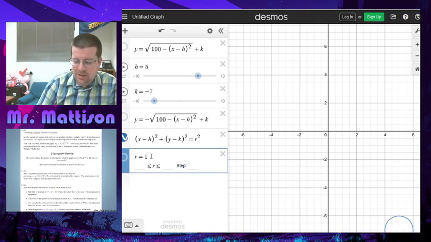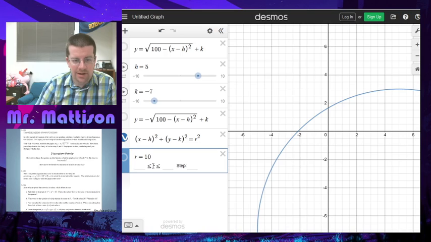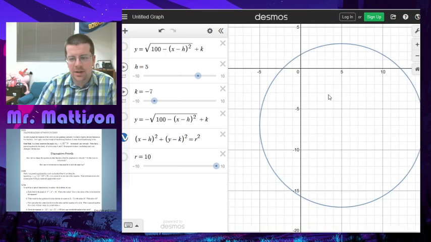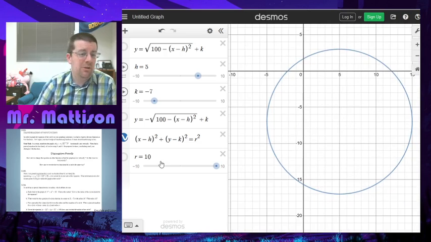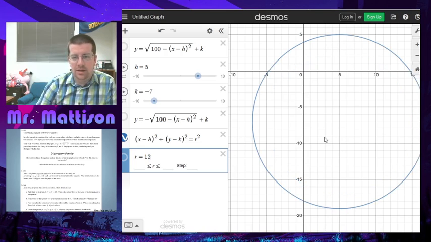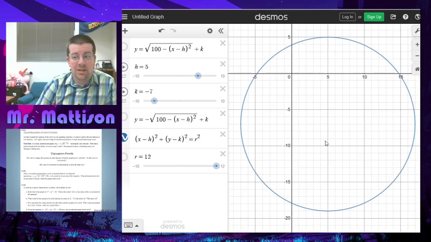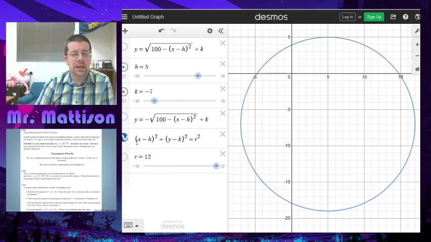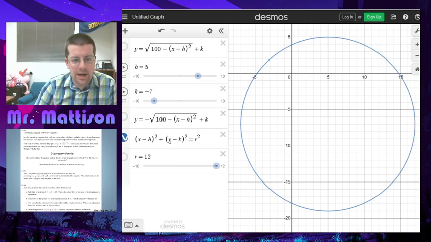If I want my radius to be 10, I have a radius of 10, moved right 5 and down 7, and there's my graph, right? And it said, hey, what if it's 12? Put a 12 there, right? And then voila, now there's my graph. So what would that look like? Well, this would be x minus 5 to the second power plus y plus 7, because minus a negative, squared equals 12 squared, which is 144.